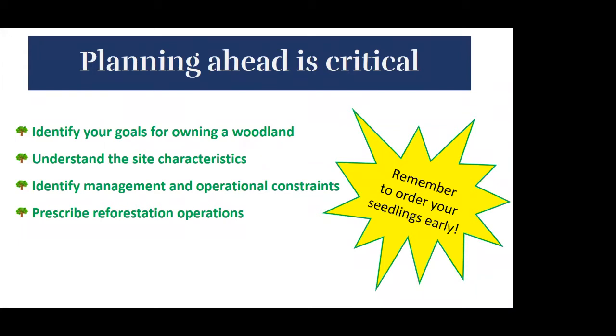Understand your site. What constraints do you have? Is it really dry? Is it wet? What's the aspect and what's the elevation? Also identify management and operational constraints. Maybe you're near a fish-bearing stream, or all your access roads happen to be dirt. There is a seasonality to when you harvest, which will dictate when you are able to plant. After you understand all of these aspects to your woodland, you are able to plan for reforestation operations.